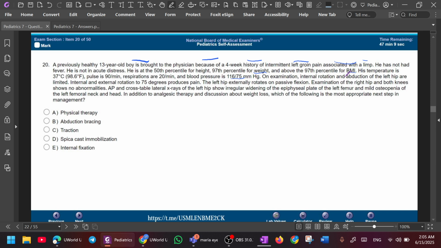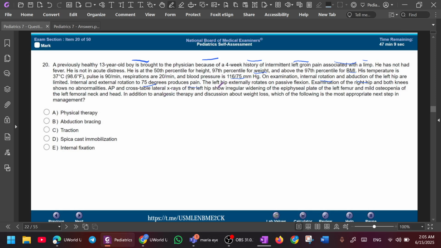On examination, internal rotation and abduction of the left hip are limited. Internal and external rotation produce pain. The left hip externally rotates on passive flexion. Examination of the right hip and both knees shows no abnormalities.